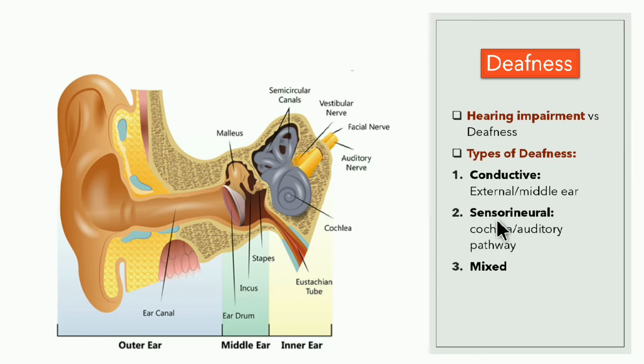So sensory neural means there is damage to the cochlea or the auditory pathway. Okay, and mixed means both of them are present. That is, conductive deafness is also there, and sensory neural deafness is also there. That is known as mixed deafness. So these are the types of deafness which will be asked in examination. So these are the causes of deafness.